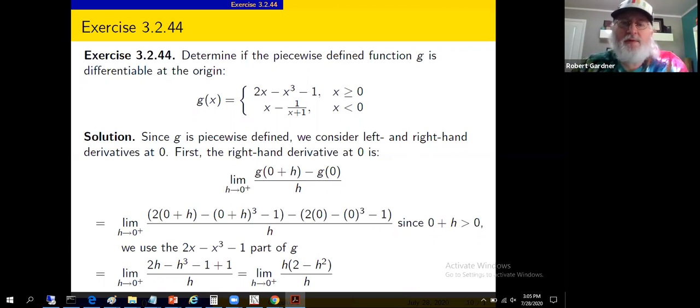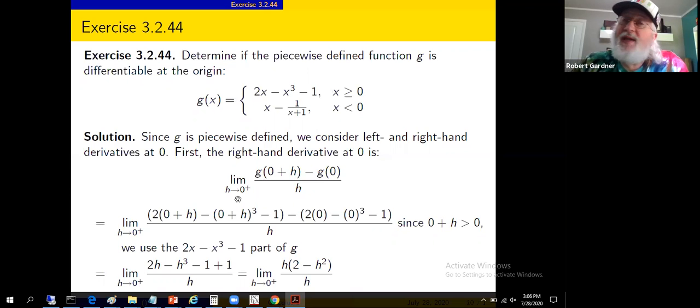Which piece do you use? Well, that depends on what you put into the function. When you put 0 in, which piece do you use? X equals 0, you use this piece. When you put 0 plus h in, which piece do you use? Is 0 plus h negative or non-negative?